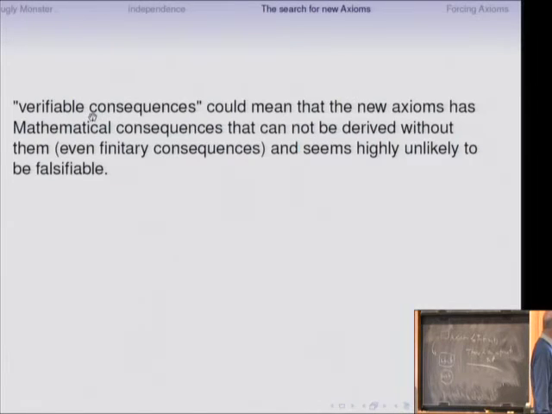Let me make a small digression, and here I'm making a very wild speculation. It could mean that new axioms have powerful consequences, mathematical consequences that cannot be derived without them, even finitary consequences, and which seem highly unlikely to be falsifiable. By the way, because of Gödel's theorem, each strong axiom of infinity gets you new arithmetical statements which cannot be proved otherwise. I'm talking about something called a Pi 0-1 statement. A Pi 0-1 statement, in arithmetic, for instance, is a statement equivalent, by Matiyasevich, to something that says that a certain polynomial with integer coefficients doesn't have a root.